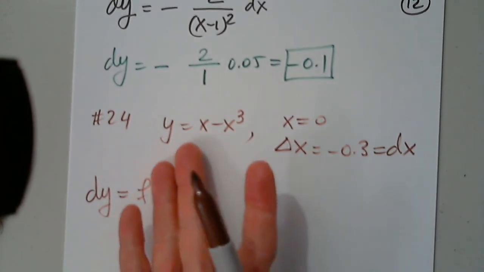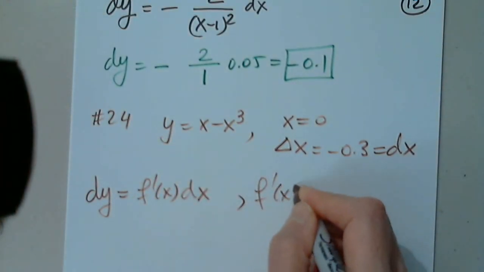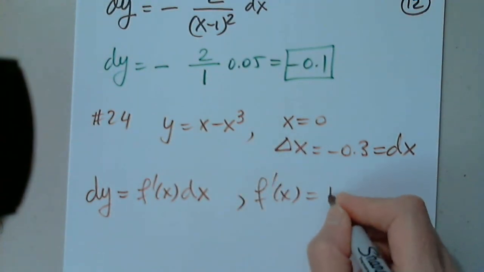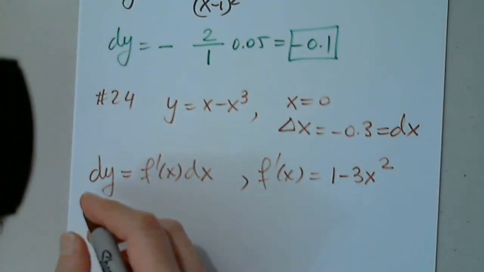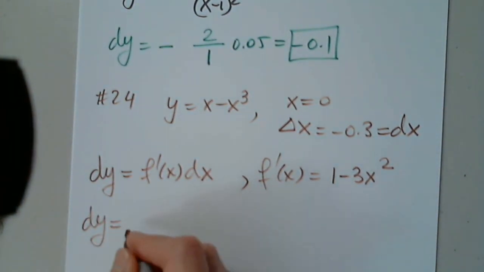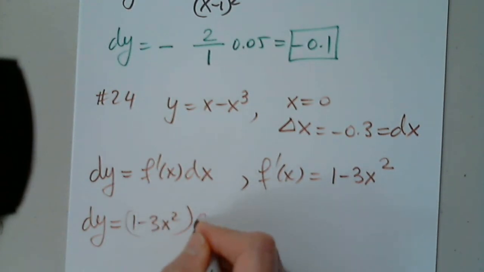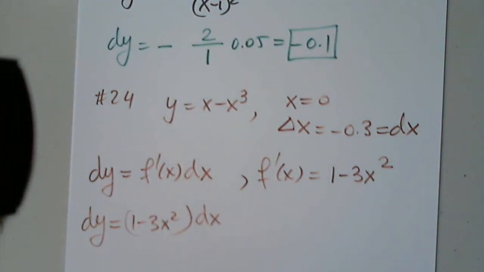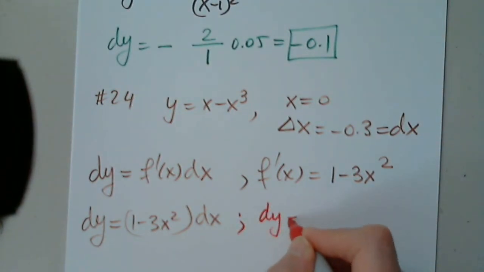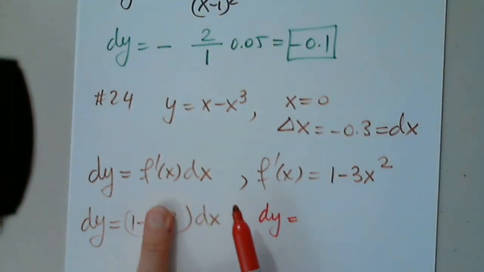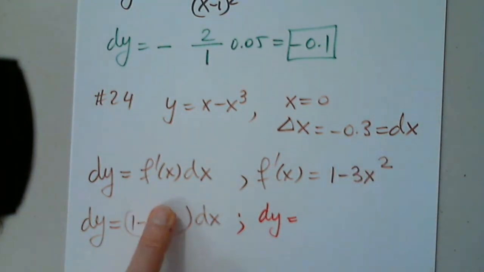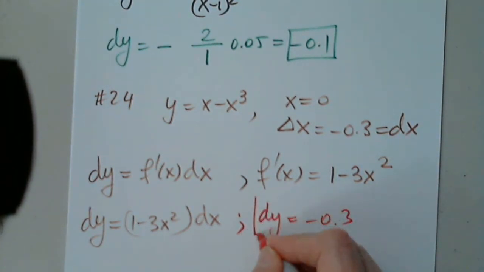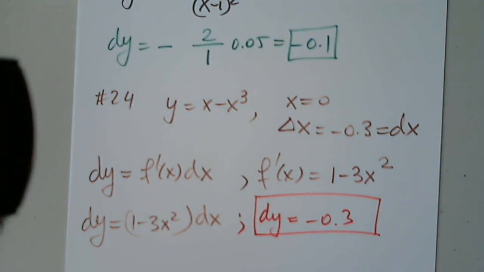So for f prime of x, no problem. I have 1 minus 3x squared. Cannot be easier, plug it in. So dy equals 1 minus 3x squared dx. And it's done. All I have to do is just plug in the numbers. So dy equals, x is 0, so this is 0. This is negative 0.3. Negative 0.3 times 1, negative 0.3. That's the easy part.